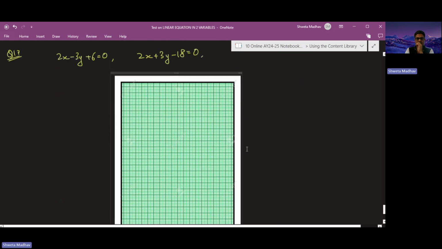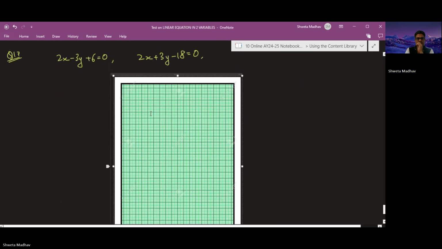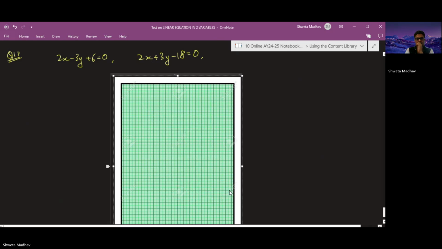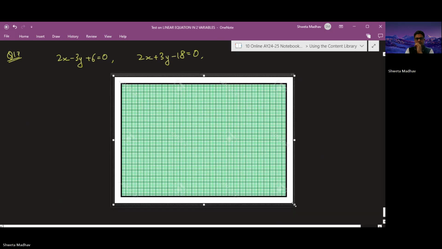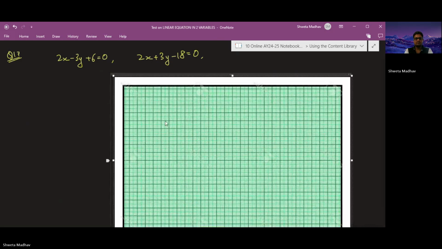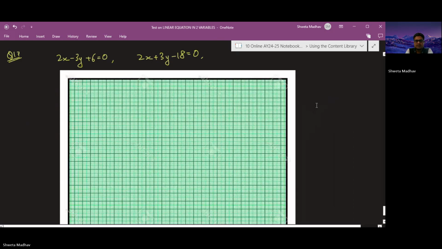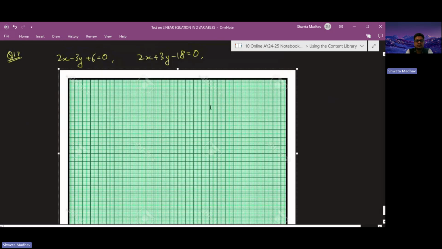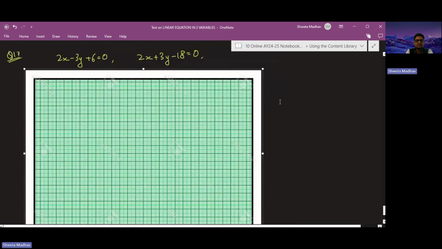So this is our graph sheet. So here we have to first draw the graphs for 2x minus 3y plus 6 equal to 0.